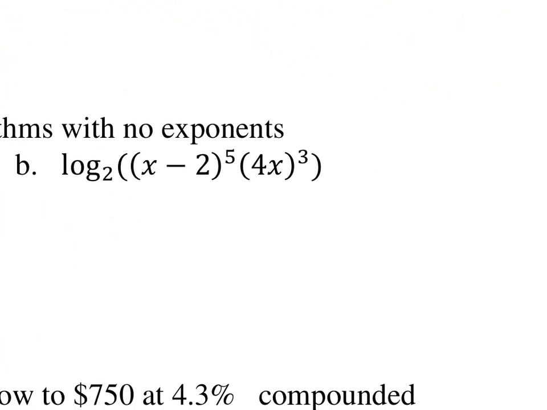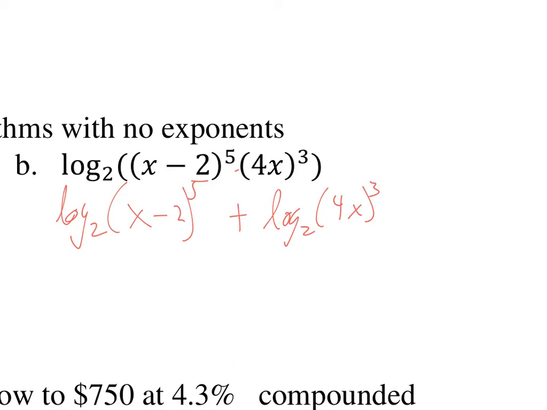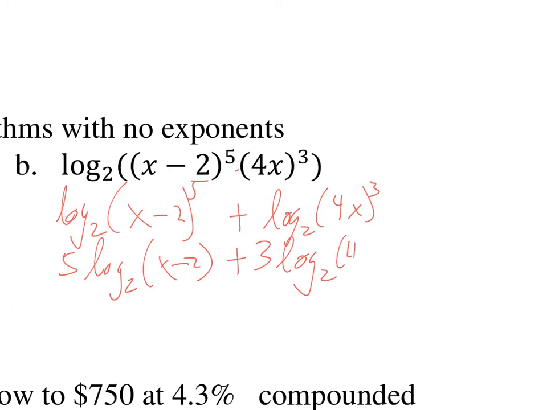And one more here. Break it up. We've got log base 2. Break up the multiplication here first: (x minus 2) to the 5th plus log base 2 of 4x cubed. Now drop the exponents. 5 log base 2 of x minus 2 plus 3 log base 2 of 4x.